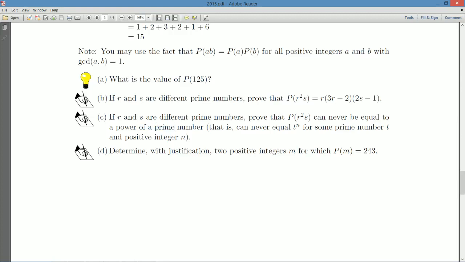They're giving us a possible outcome for P of r squared s, and we're saying it can't be equal to t to the n. So I think the best way to do a question like this, when they're suggesting a possible answer, is to do a proof by contradiction. We're going to assume that there are primes r and s that make this work, and we're going to show that it can't work out. It comes to a contradiction, some illogical or false statement.